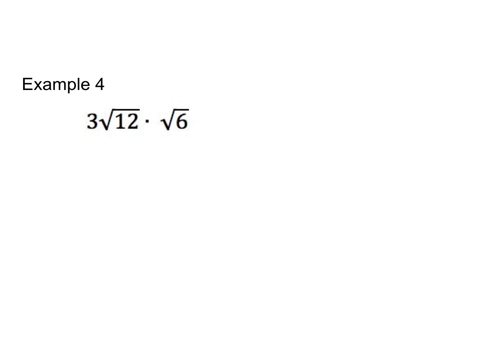Example number 4. We have 3 square roots of 12 times 6. So again, we're going to combine our outside numbers. So the square root of 6, there's only 1 there. So I'm going to have 3 times 1, and then the square root of 12 times 6. 3 times 1 is 3.